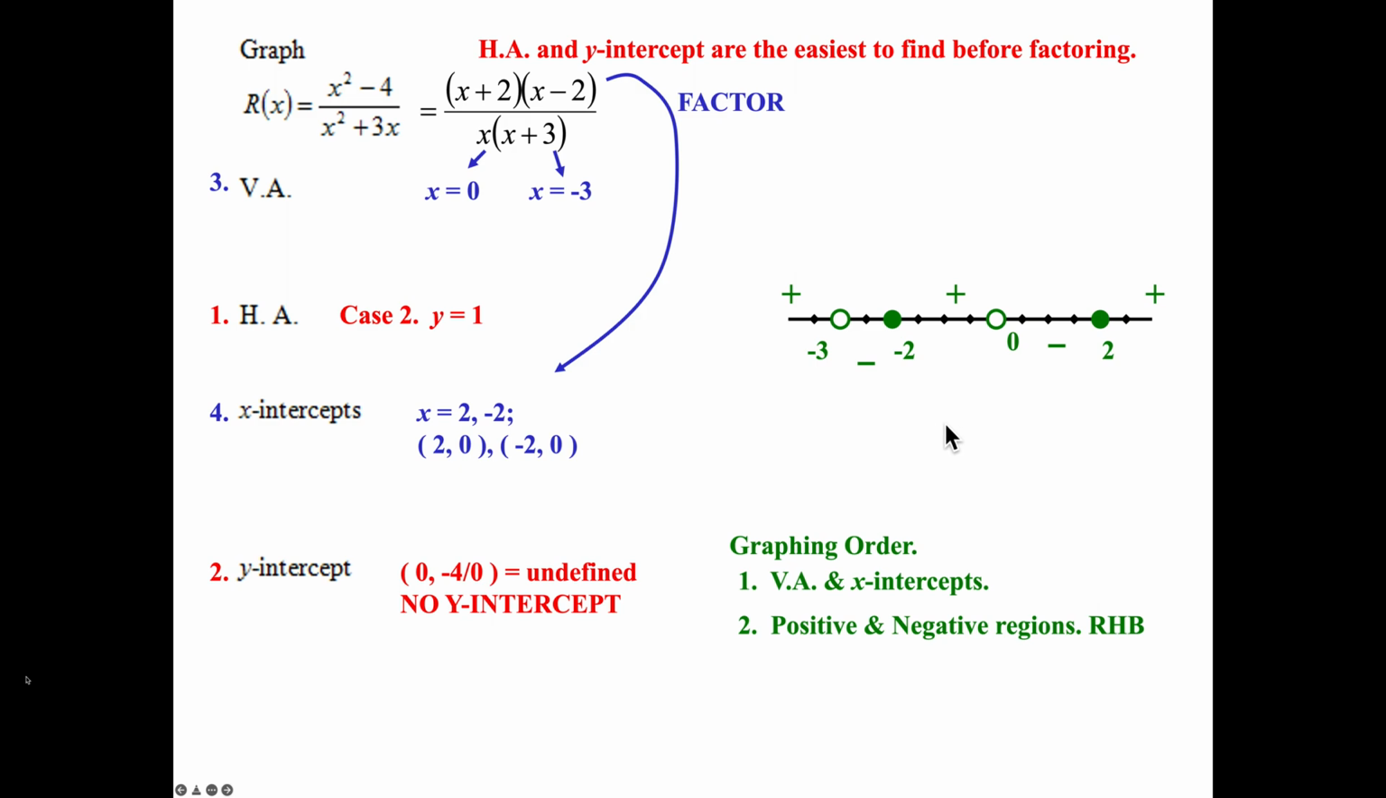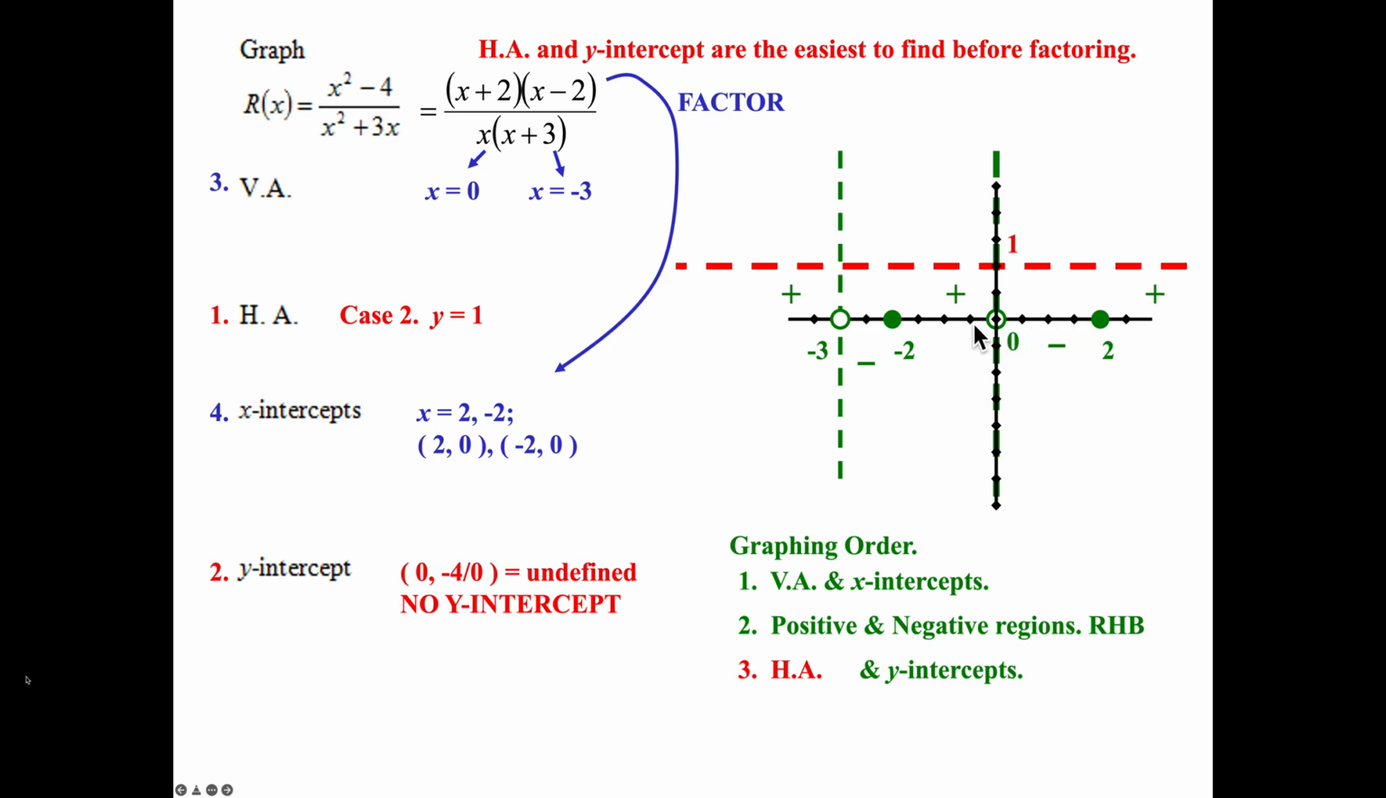Now we can put in our y-axis. That's x equals 0, and that would also be our vertical asymptote. And we can put in our horizontal asymptote, y equals 1 up here. My vertical asymptote here, I made it a little thicker and darker because I wanted to put my y-axis right over the top of it. There's my horizontal asymptote.